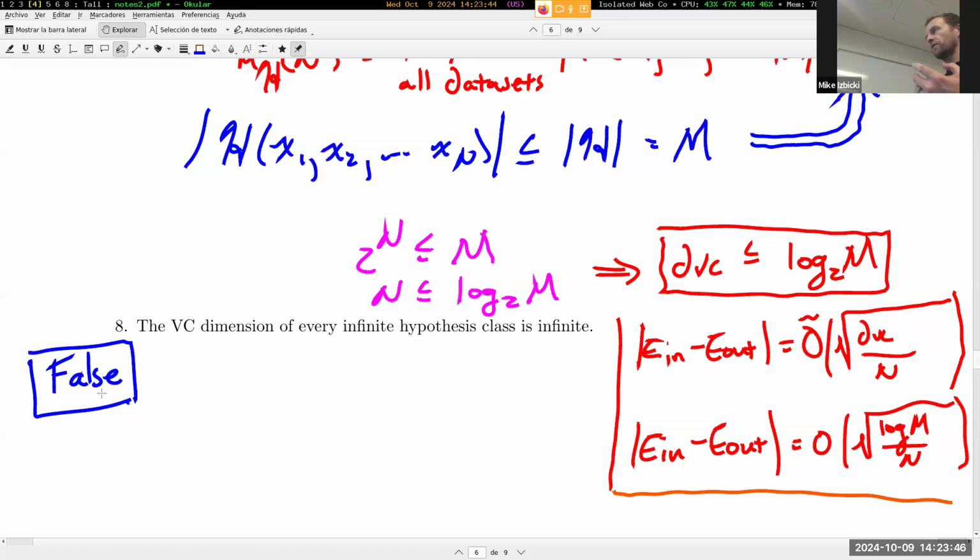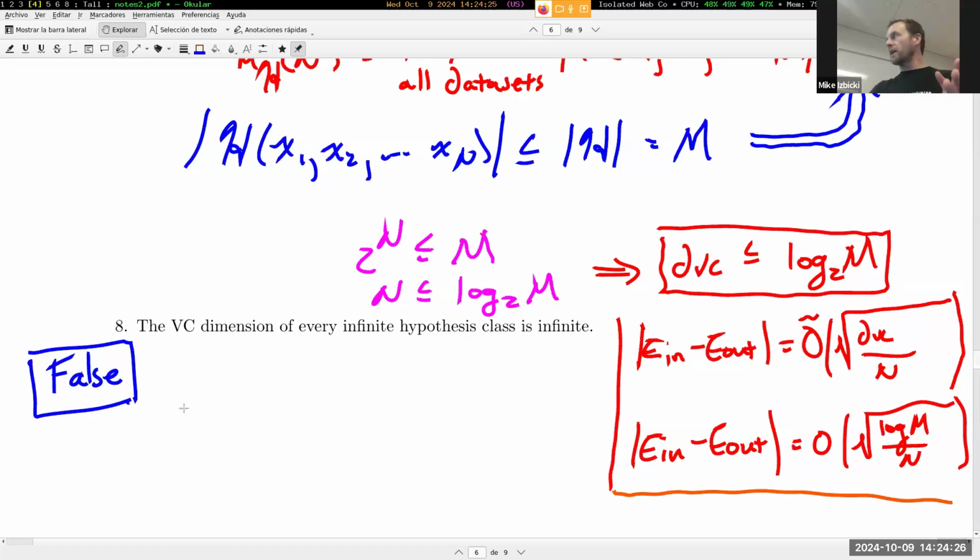And there's sort of a big picture idea about why this is false, and then a concrete counterexample. The big picture idea is that the only reason we started talking about VC dimension was because we needed to provide some sort of bounds on infinite hypothesis classes. And so if every hypothesis class that was infinite had an infinite VC dimension, we would not have any bounds on our generalization error for infinite hypothesis classes. So that's an intuitive way to know that this is going to be false, because we wouldn't have talked about it if it was true.